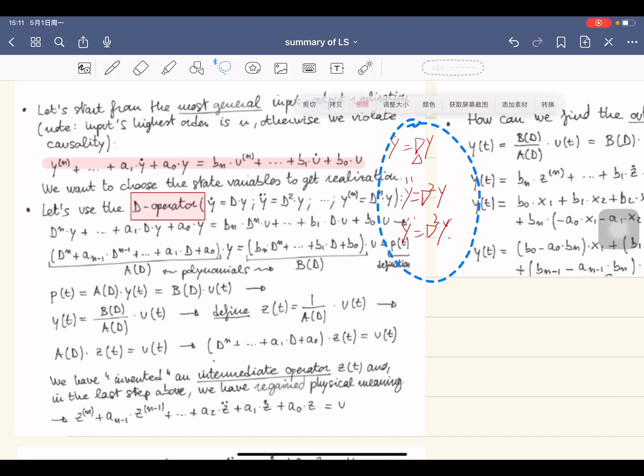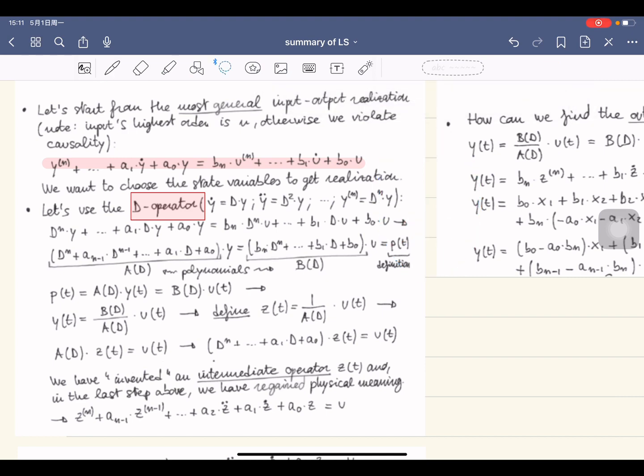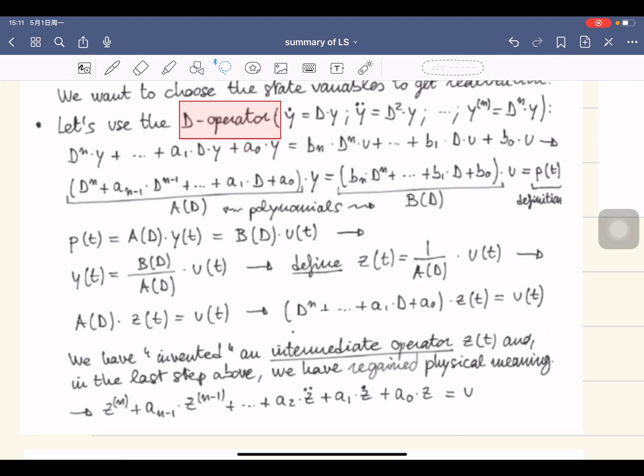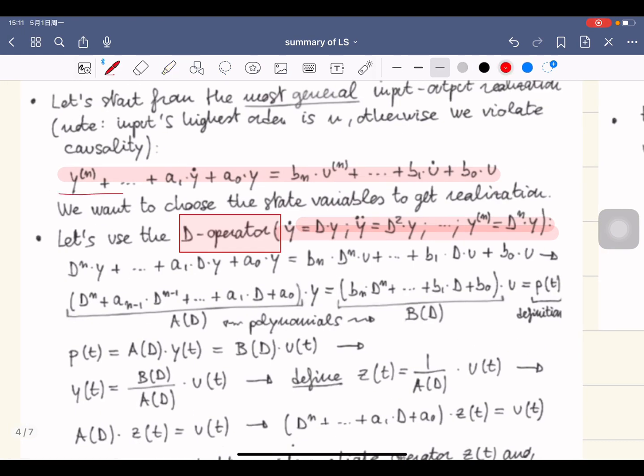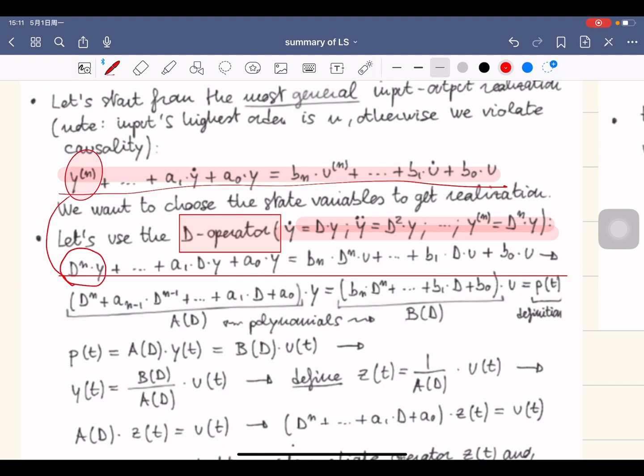So this is what the d operator means. It's just an expression to express the derivative. Okay, let's use the d operator this way. We just introduce it. Next, we change this equation into this equation using the variable. How? The y n-th derivative changes into d to the n y. The same way to represent it.